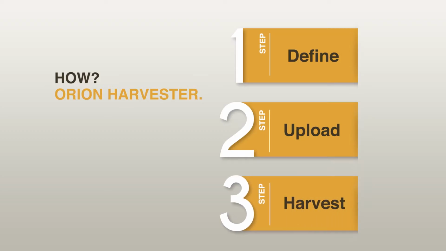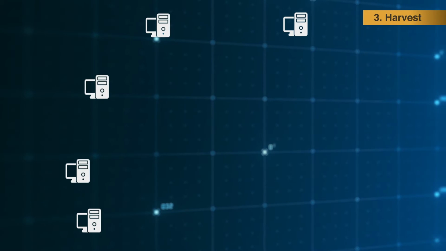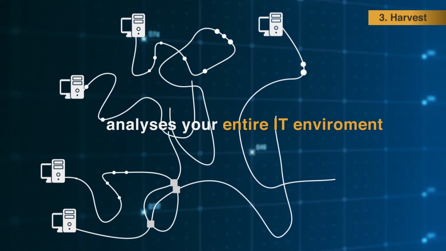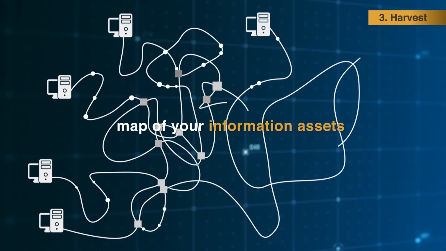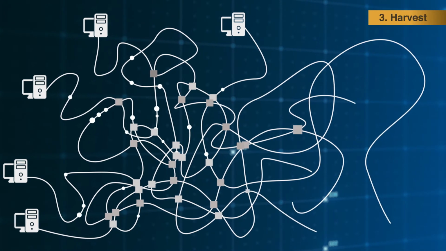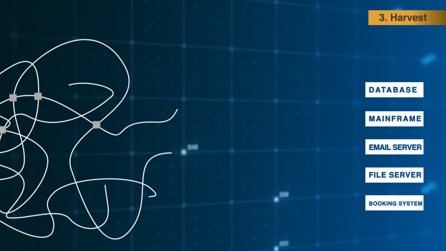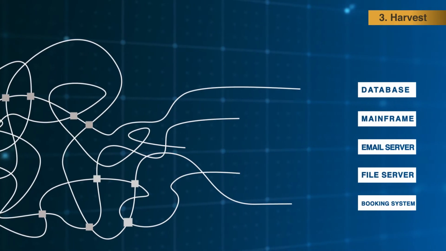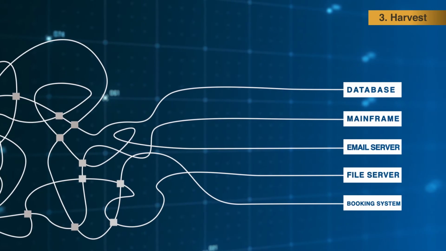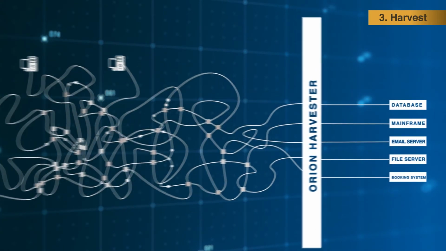Step 3. Harvest. The Orion Harvester analyzes your entire IT environment and creates a complete map of your information assets, regardless of what you have. The Orion Harvester will also give you the insight you need to find and control personal data in accordance with GDPR. John lets Orion run the Harvester for a few hours.